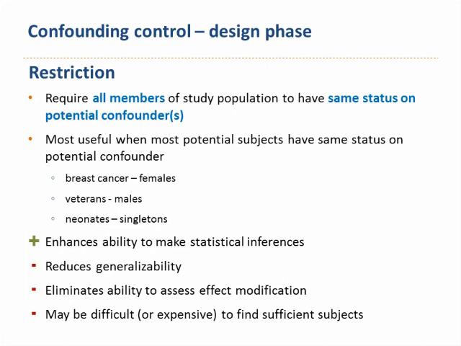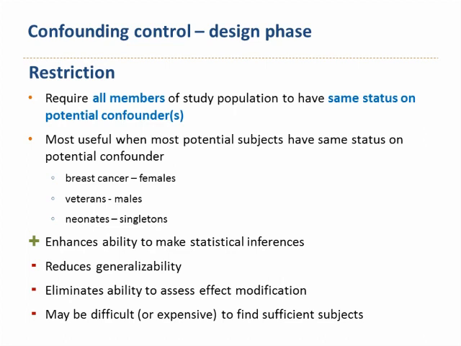The advantages of restriction are that it enhances our ability to make statistical inferences free of bias. However, it can reduce our generalizability. If we restrict a population in a way that it does not apply to the larger population to which we would want to generalize our results, we're going to have difficulty interpreting our study.